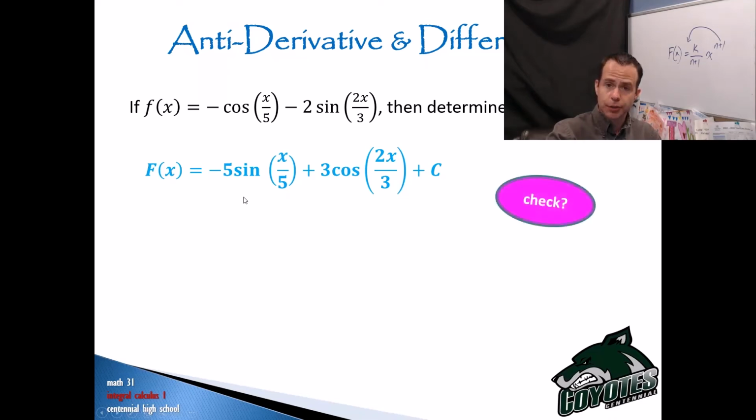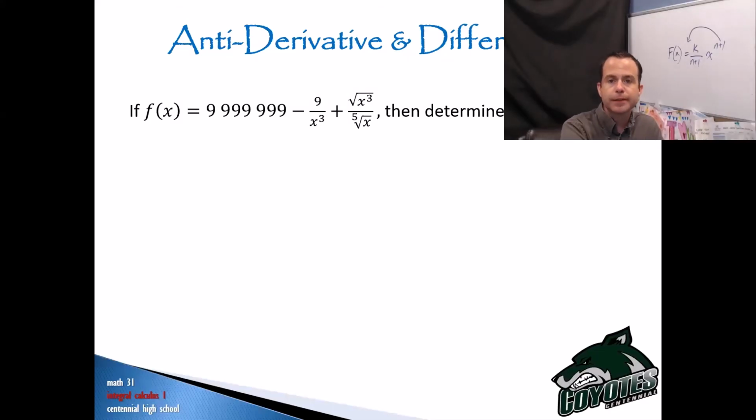Check it? Sure. The derivative of sine is cos. And then I have to take the derivative of the inside function, which is 1/5. 1/5 times 5 gives me that negative 1 that's there. The derivative of cos is negative sine. Then I have to take the derivative of the inside function, which is 2/3. 3 times 2/3 would give me back that negative 2. Okay?